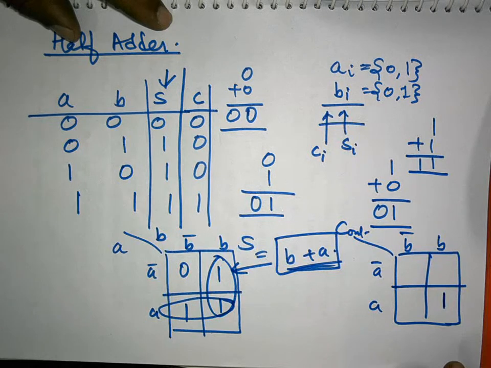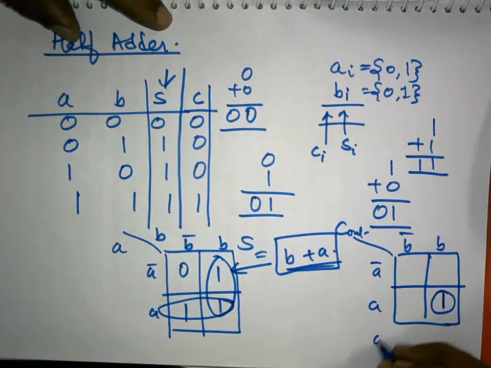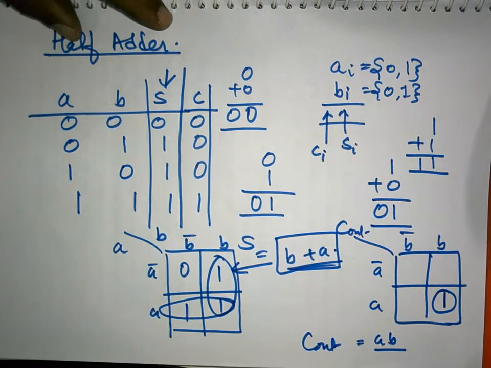So, there is no other one to come with it. So, what will be the output? What will be the output? AB. C out is AB.